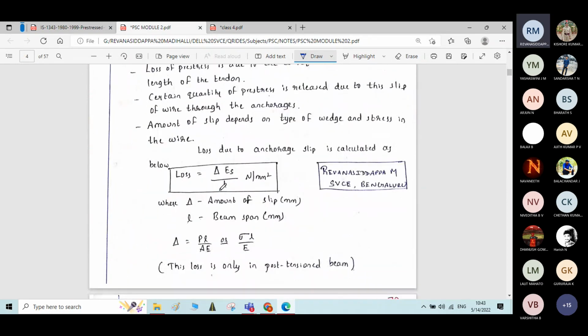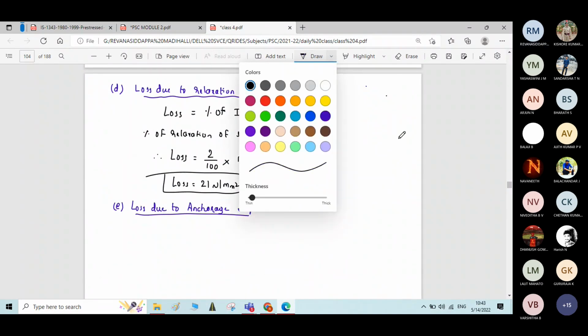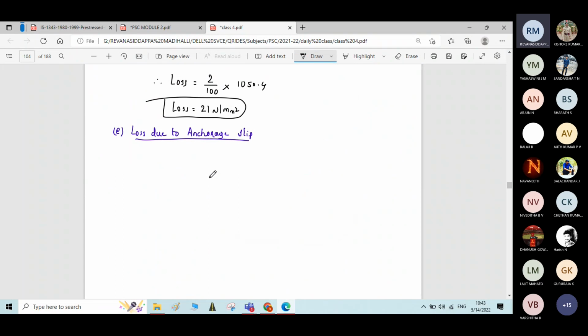What is the formula? Using this formula, loss is equal to delta by L into Es, where delta is the amount of slip, L is the length of the beam, and Es is the Young's modulus of steel. Okay, let me take that formula. Loss is equal to delta by L into Es, where delta is the amount of slip.